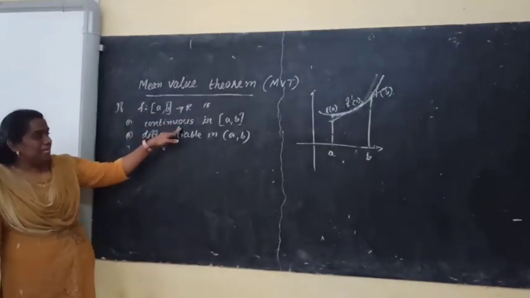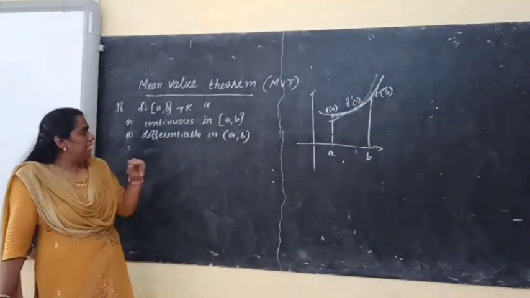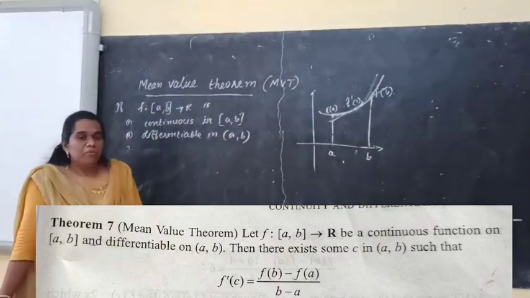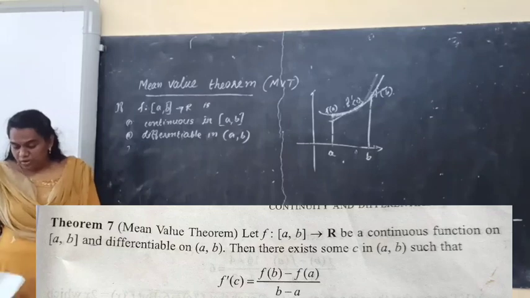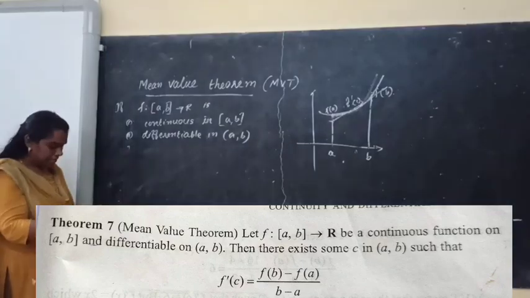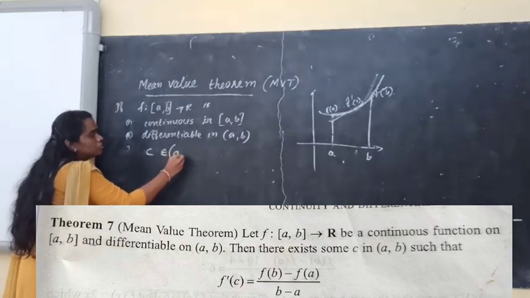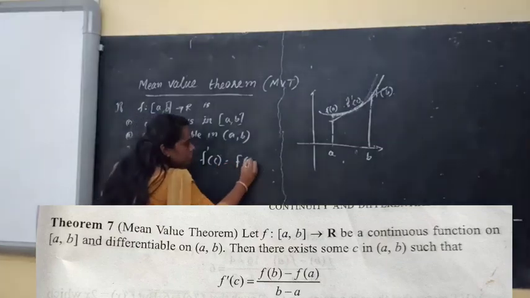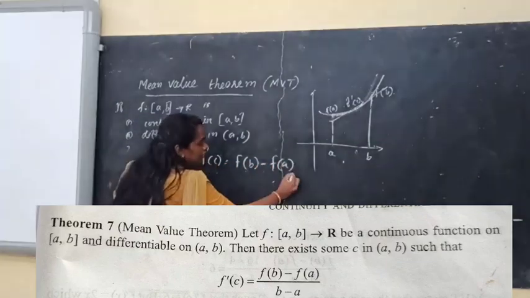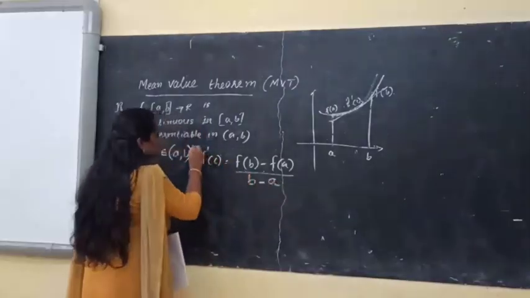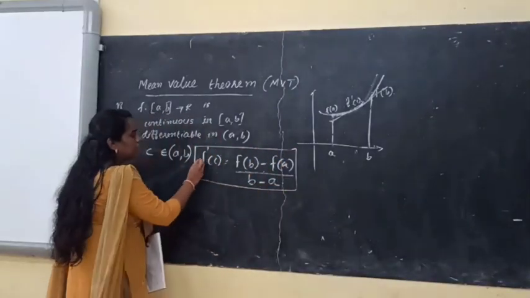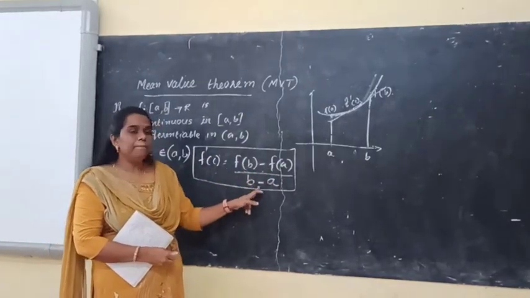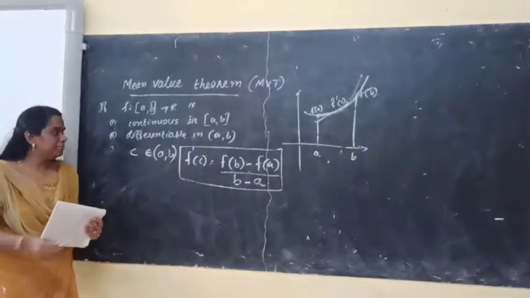If f is continuous in the closed interval a b and differentiable in the open interval a b, these first two conditions are the same as for Rolle's theorem also. If it is so, then there exists a c belonging to the open interval a b such that f dash c is equal to f of b minus f of a divided by b minus a. Okay?